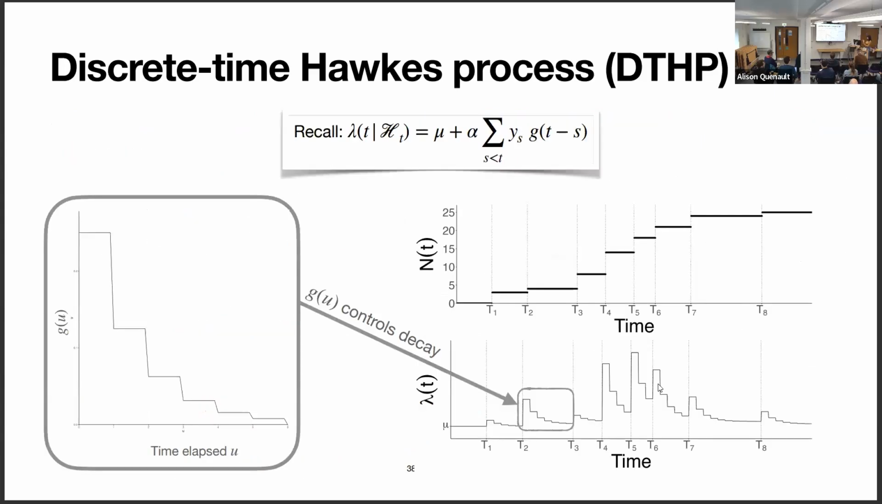And so just to show an example of what this g might look like. We have the value of g on the y-axis, and on the x-axis we have the time that's passed since a particular event occurred. And so in this example, we can see immediately after an event, we have the highest contribution to the intensity function, and then that decays as we move to the subsequent times. So this is really what controls the shape of this decay.